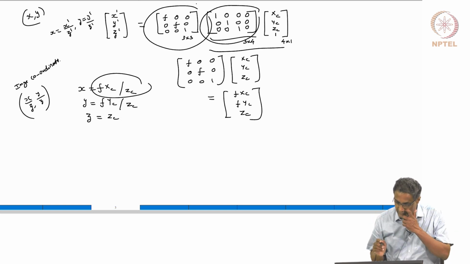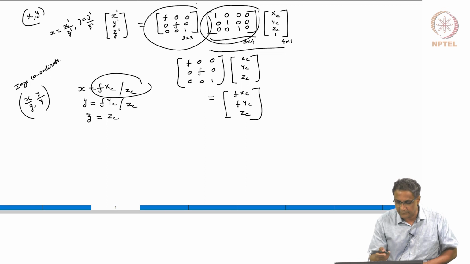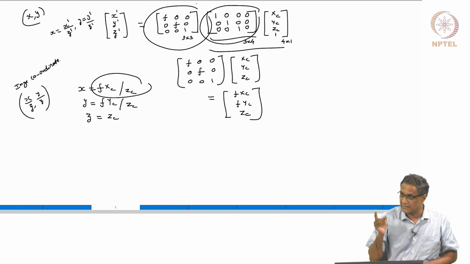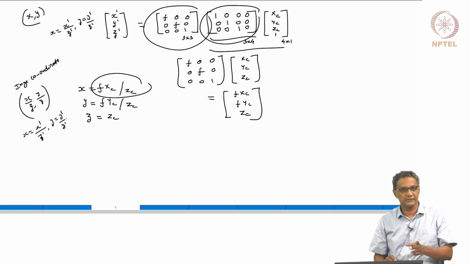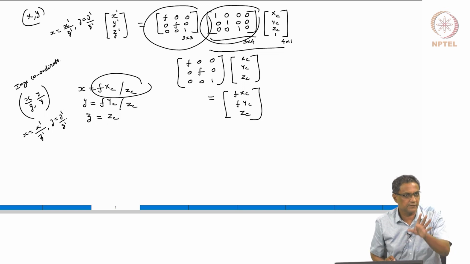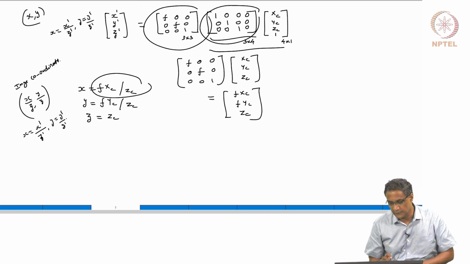Okay, so then fxc by zc. Therefore, if you want, you can write this as x dash, y dash, z dash and say that xy is x dash, so x is x dash by z dash, and y is y dash by z dash. But in general you just write it as x y z, with the understanding that you have to scale by the last coordinate.